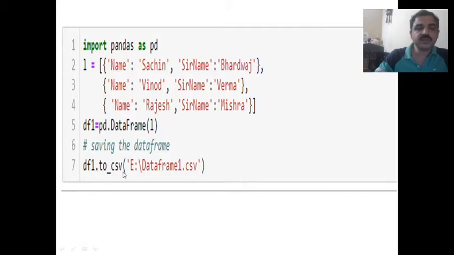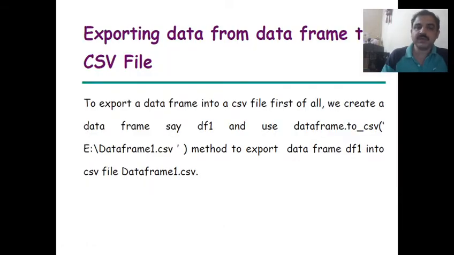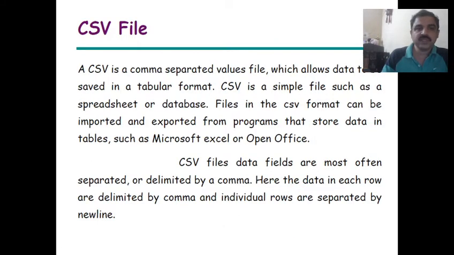df1.to_csv is the function used for converting a data frame into a CSV file. Use the to_csv function, then specify the CSV file name. What it does is convert this data frame into a CSV file. It's just a simple function.